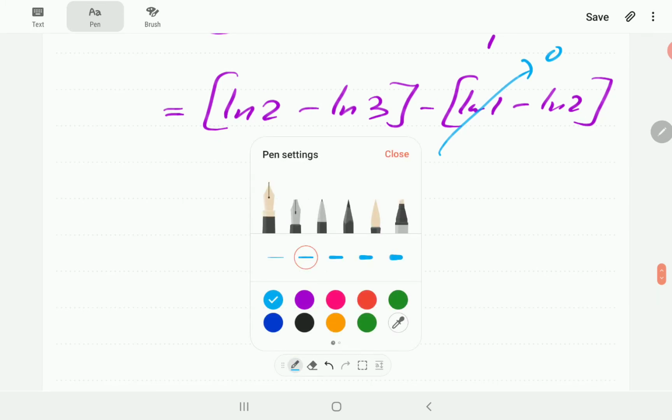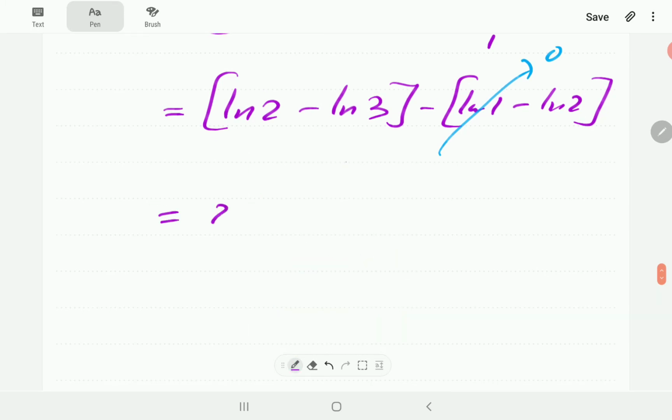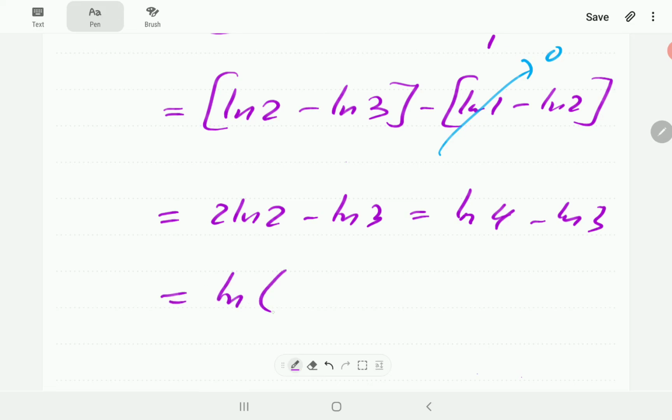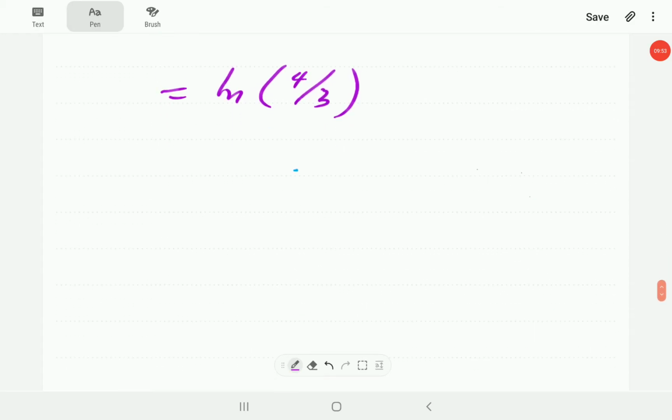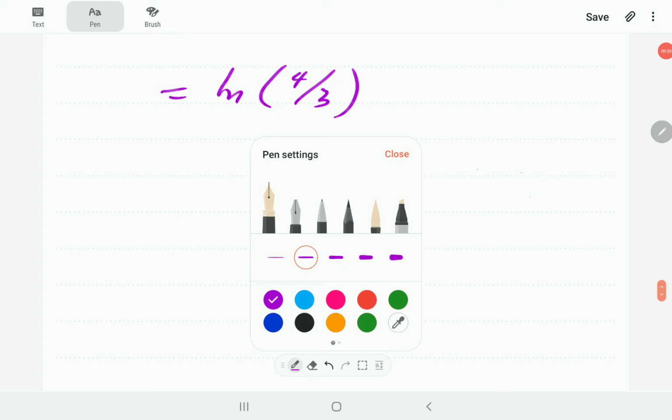And so if we simplify here, we're going to get 2 ln 2 minus ln 3. 2 ln 2 is ln 4, because it's ln 2 squared. And so we can leave this as ln 4 thirds as our final answer. Okay, so that was example number D. Now I'm going to go to example number E.